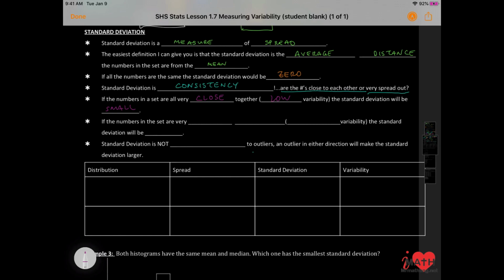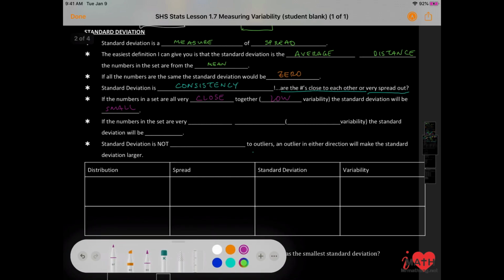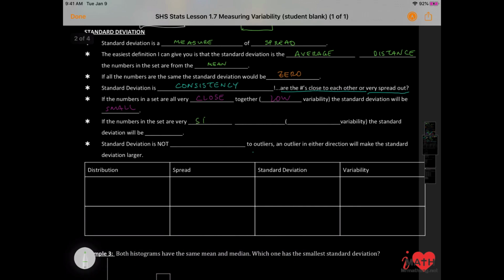If the numbers in the set are very spread out, then you have something called high variability. And the standard deviation will be very high. I'll use my toast example after our next one.